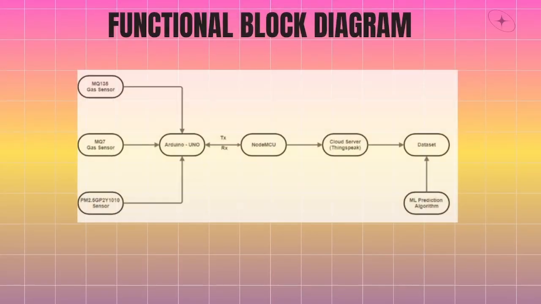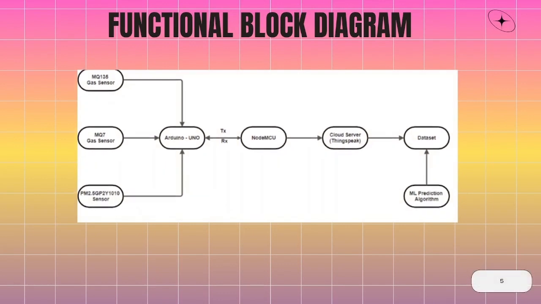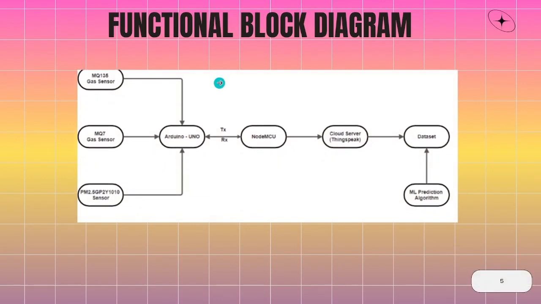We move forward. This is the functional block diagram for the project. This entire project is divided into two portions: one is the hardware and the other is the software part. In the hardware part we use three sensors, which are MQ135, MQ7 and PM2.5. MQ135 detects ammonia, carbon dioxide, smoke. MQ7 is used for carbon monoxide, and PM2.5 for particulate matter.